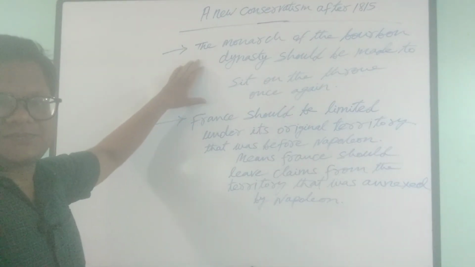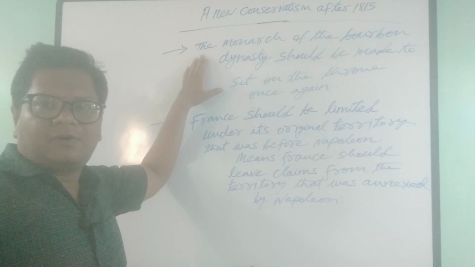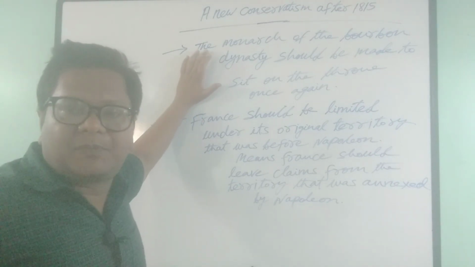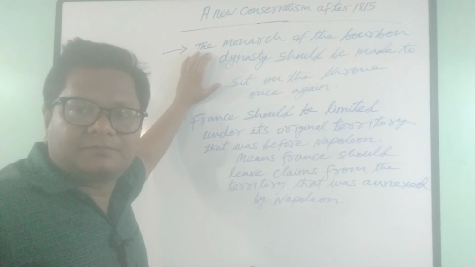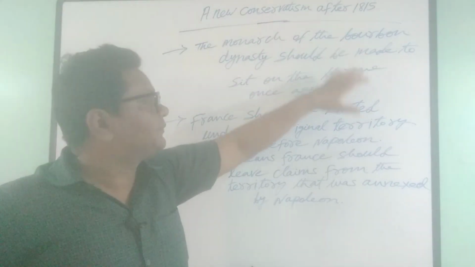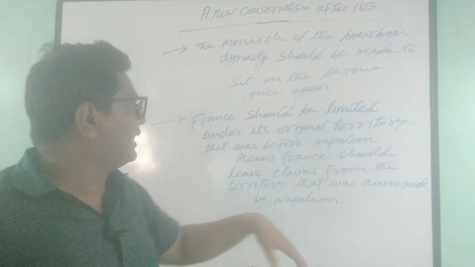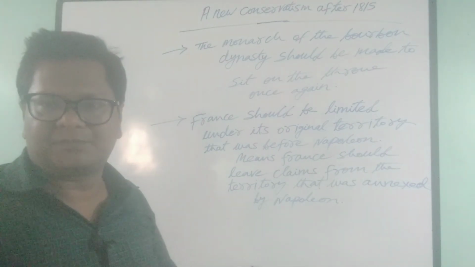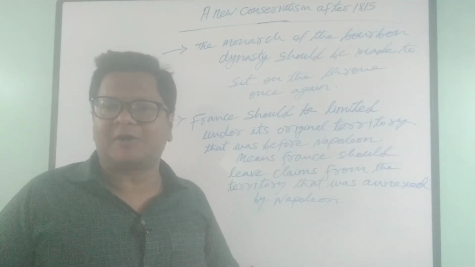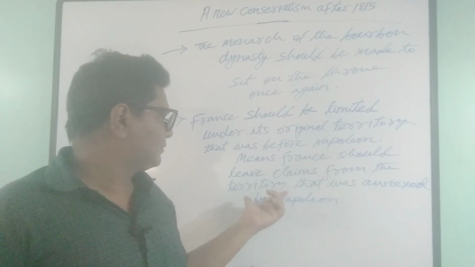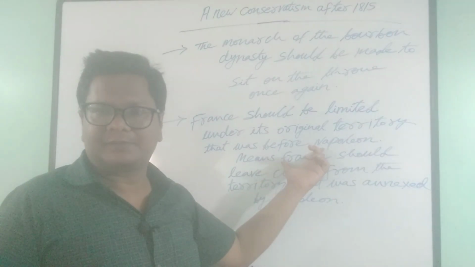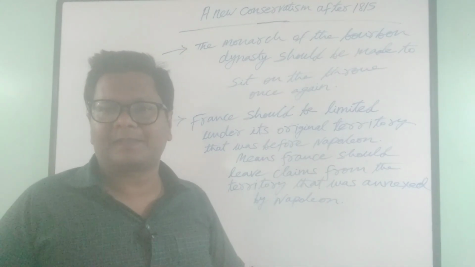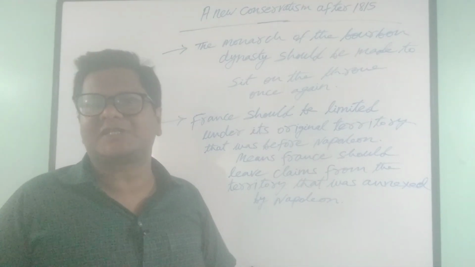See, the changes that were made under the agreements of Vienna are: the monarchical system should be brought in France and its ruler, from the Bourbon family, should be made to sit on the throne, and territorial gains of France should be taken away, because these territorial gains were made by Napoleon Bonaparte by invading the neighboring countries. So that territory should be given to those countries who lost it.